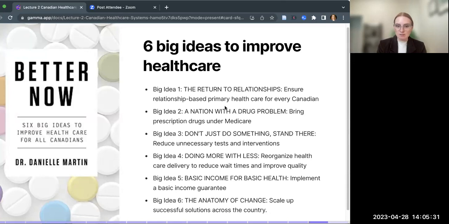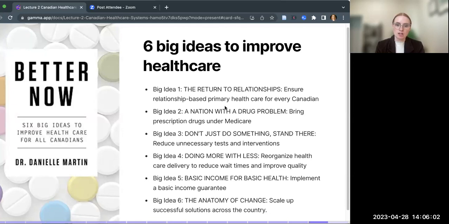Big idea number five is basic income for basic health. Definitely another potentially controversial subject, but I think this one gets to the idea that health is determined by the social determinants of health, including income, access to medicines, the ability to buy good food, and the ability to exercise, all these pieces. So the idea is that social programming is essential to health and healthcare.